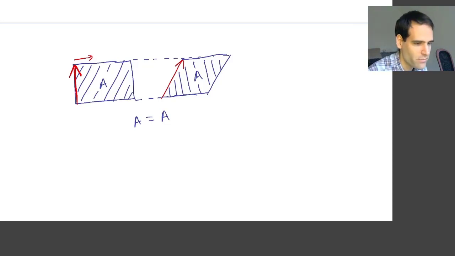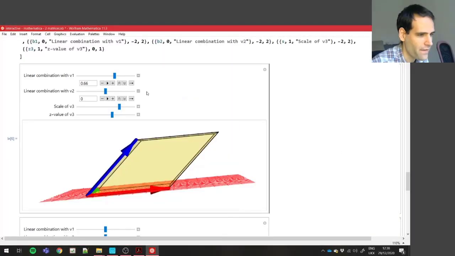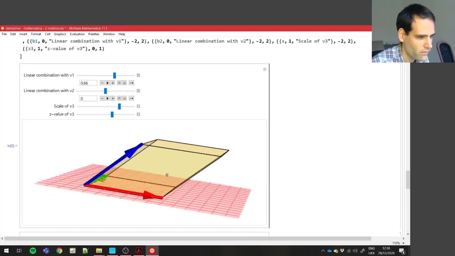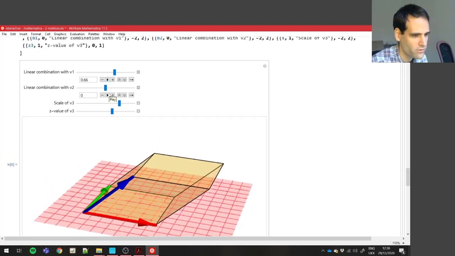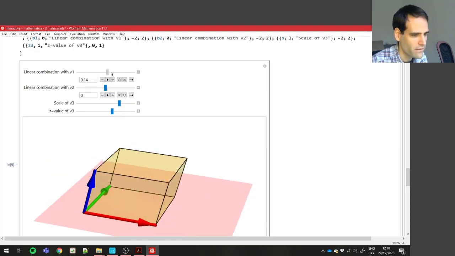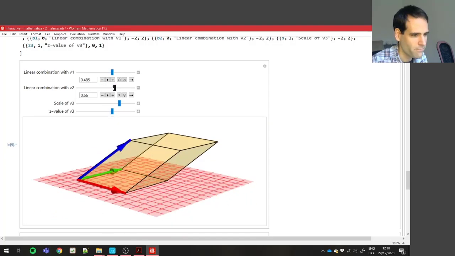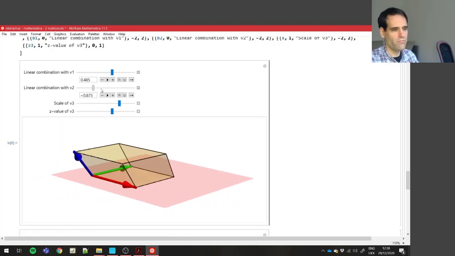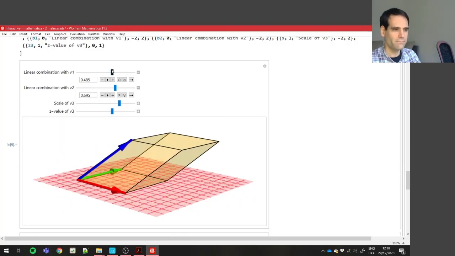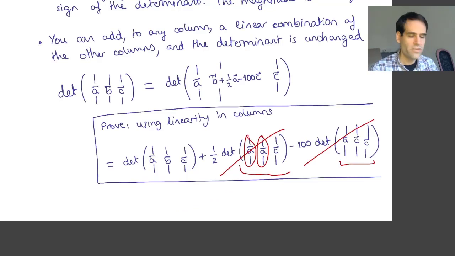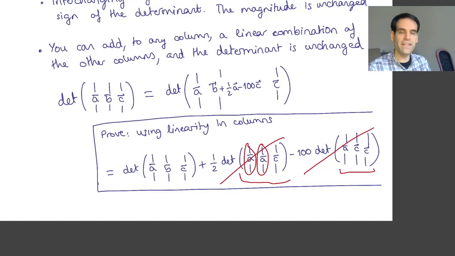Yeah? So this means that we can indeed add any linear combination of the other vectors to the blue vector. So we could add linear combinations of the red vector, or even linear combinations of the green vector, moving it in the other direction. And this doesn't change the volume of the parallelepiped that is formed. Okay? So with this example, I hope you understood this third property that I wrote here: that you can add a linear combination of columns into any other column, and the determinant is unchanged.